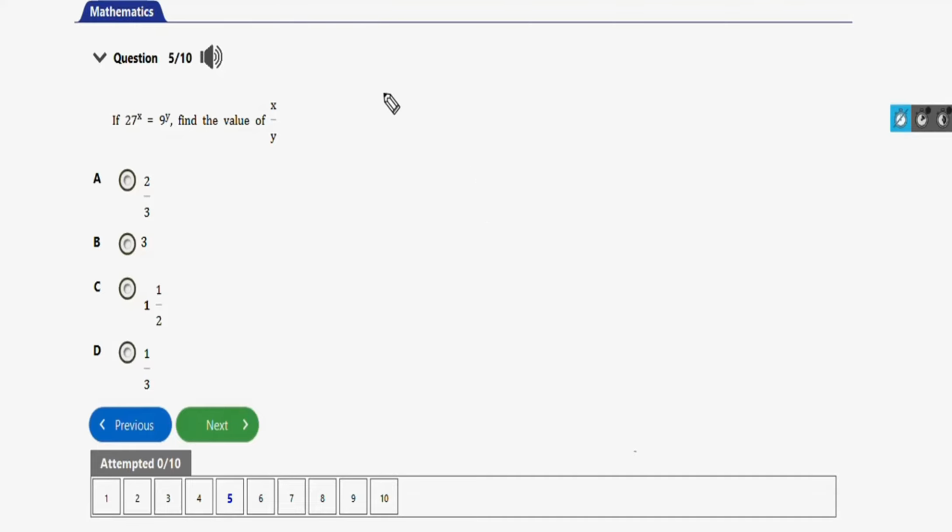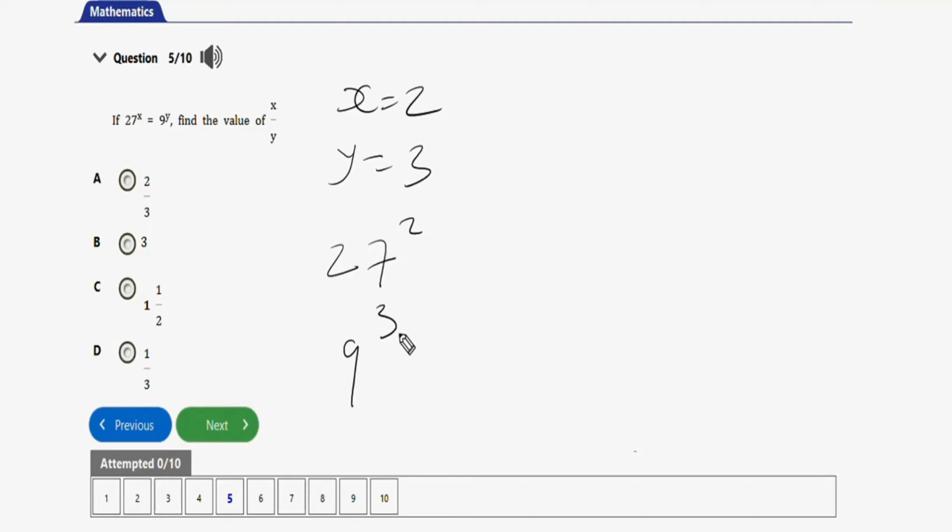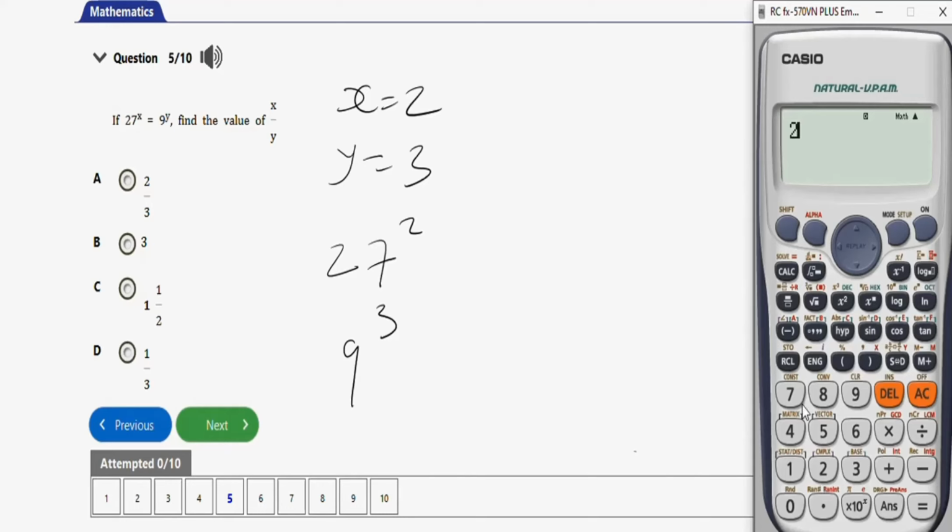So because of the equality, we have these options, right? Me looking at this, I can decode that the right answer to this question will be option A, where our x is 2 and our y is 3. So let's check 27 square and 9 cube. Let's punch each of them on the calculator and see whether we're going to have the same output. Let's check 27 square. We have it to be what? 729. Alright, let's check 9 cube, whether we're going to have 729.